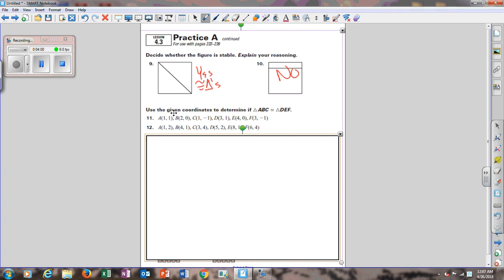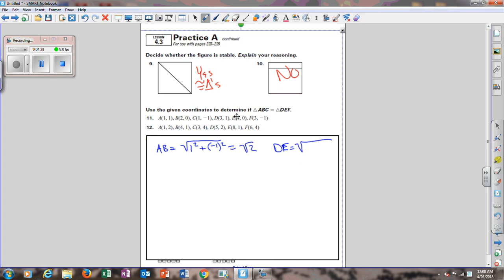Okay, so we have to measure the distance from A to B. So AB is equal to the square root of 2 minus 1, which is 1 squared, plus 0 minus 1, which is negative 1 squared. That gives you the square root of 2. Now, before we move on to BC, let's try and see if DE is exactly the same. If it is, then we can move on. But if not, then you know they're not congruent right away.